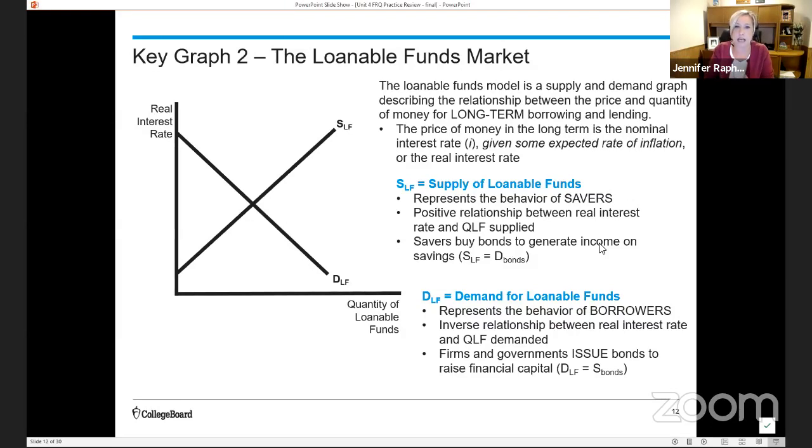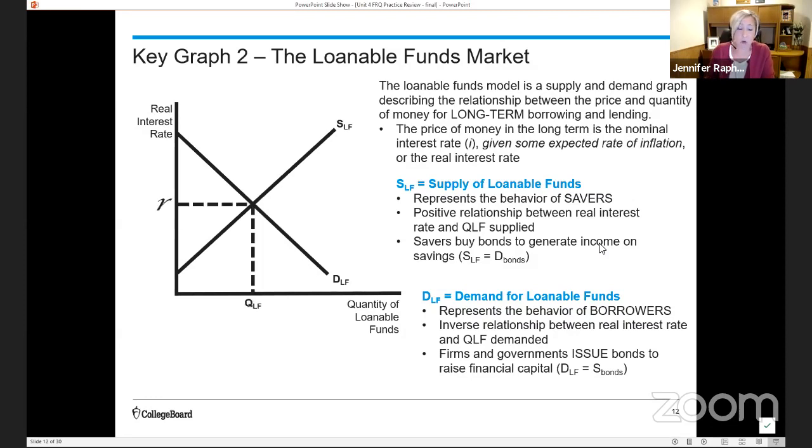Firms and governments issue bonds to raise financial capital so that they can buy goods and services, so that they can invest and spend, purchase capital goods in order to bring new goods and services to market, to sell them, to generate profits. So the higher the interest rate, the lower the expected rate of return is on investment spending. And so that contributes to the inverse relationship that we see in a downward sloping demand for loanable funds curve.